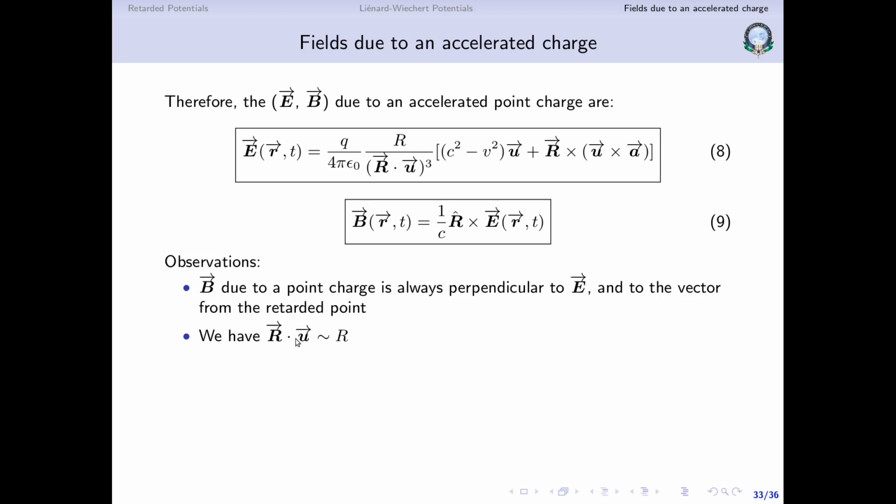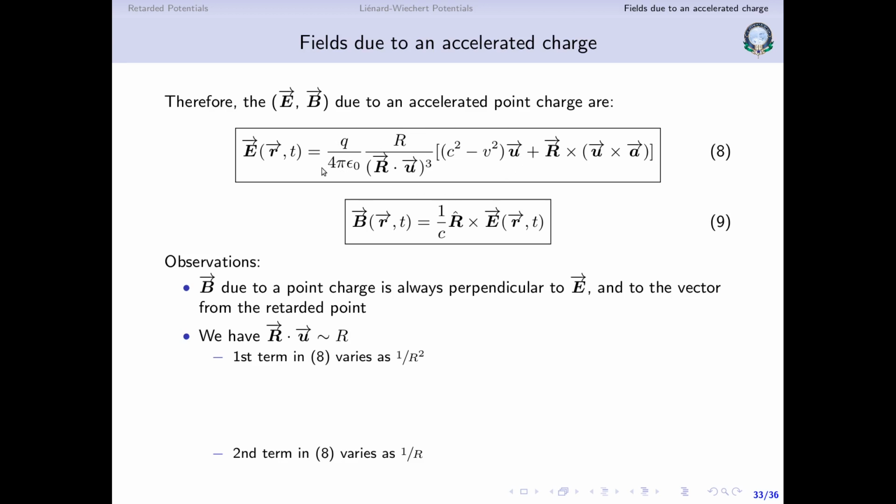And one more thing is R dot U is of the order of R, because what is U? U is simply C R cap minus V. So R dot U will be of the same order as R. If R dot U is of the same order as R, then in the electric field we have two terms, the first term and the second term. The first term will vary as 1 by r square. You can see how that happens. What is the first term? We just collect them. So this entire thing will be the first term.